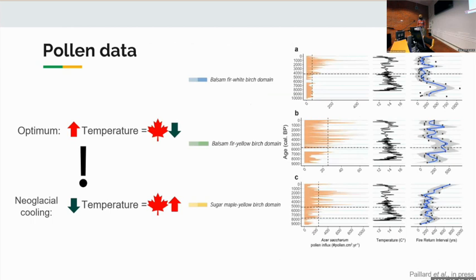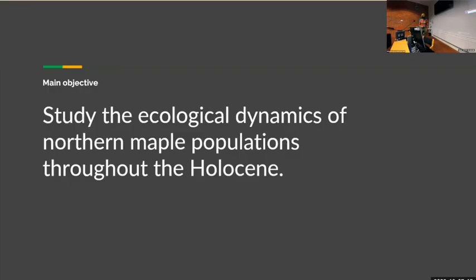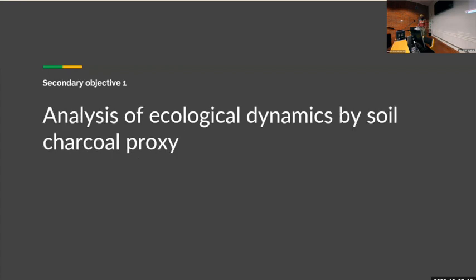Pollen data indicated that sugar maple was not abundant at all during the thermal optimum, and only at the beginning of the neoglacial cooling did pollen actually indicate that the species was local. So this just surprised us, and we decided to go a bit further with other analyses just to confirm it. This is the main objective of this study: to see how the ecological dynamics of northern maple populations vary throughout the Holocene. And now, pollen is great.